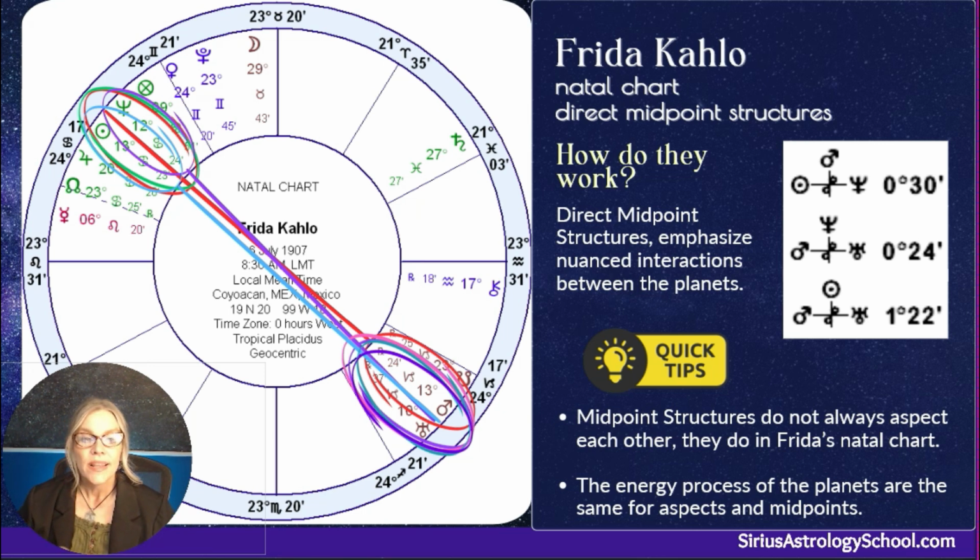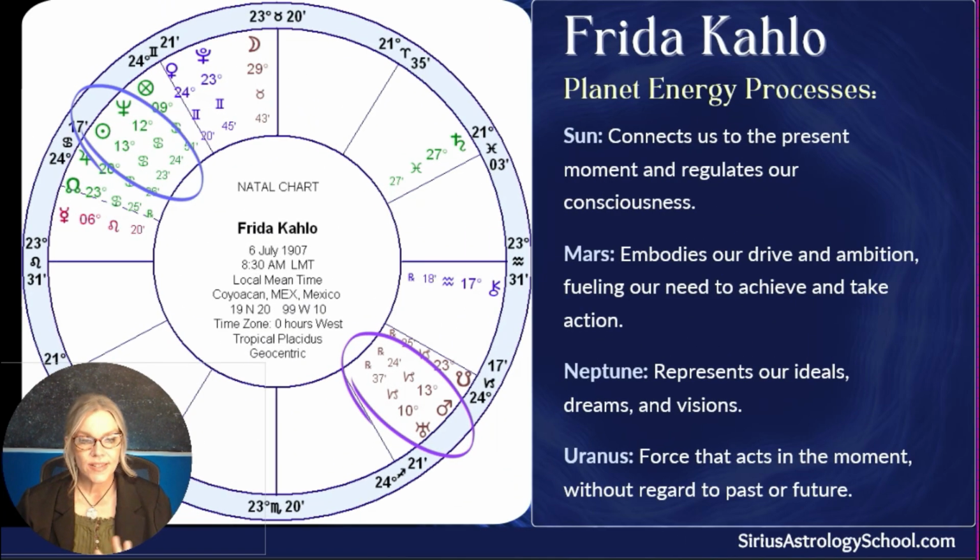And also the energy processes and behavior symptoms that we discussed would be the same for midpoint structures as they are with the aspect patterns. So they're the same. We're not making up new definitions for the planets here. So let's just think about this midpoint structure with these 4 planets. We talked about the Sun, Mars, and Neptune in the aspect pattern, but I'll just go through them one more time because we're going to add Uranus in here because Uranus was added to these midpoints.